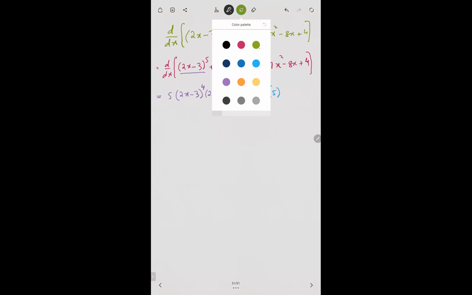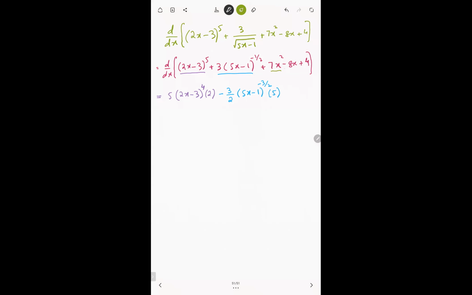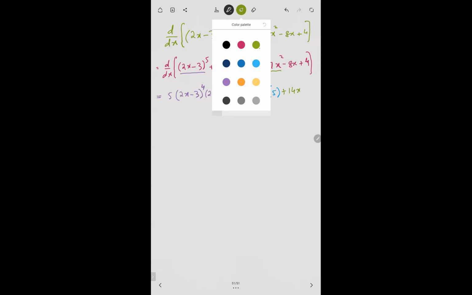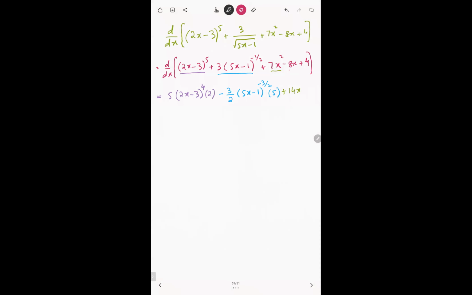Now the third term, which is 7x square. The 2 will become the coefficient, and already there is 7, so it will be 14. Subtract 1 from the power, so x power 2 minus 1 is x power 1, so only 14x. And then finally minus 8x, the differentiation is minus 8, because you know the derivative of x is 1, and 4 is a constant term, its differentiation is 0. G, is that clear?